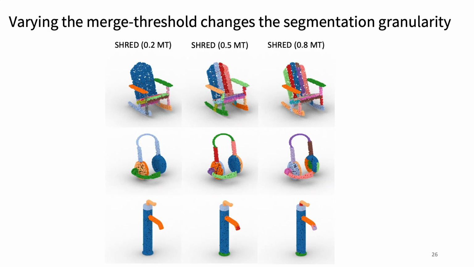In these results, we show what effect varying the merge threshold hyperparameter has on the output decompositions. We show segmentations produced by Shred with 3 merge threshold settings. From left to right, these are 20%, 50%, which is the default setting, and 80%. When the merge threshold is set below 50%, more regions will be merged together, and as the merge threshold is increased, the decomposition will be more fine-grained.